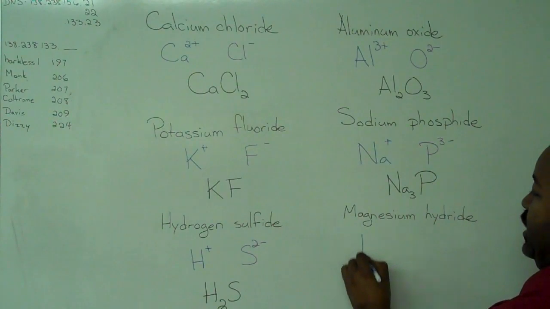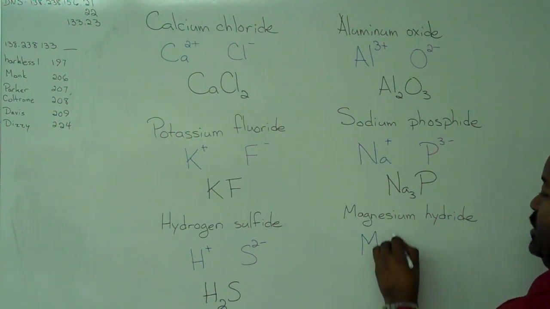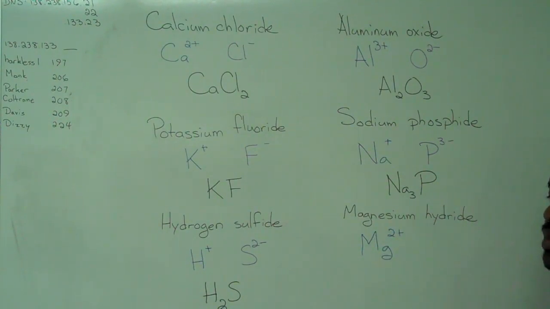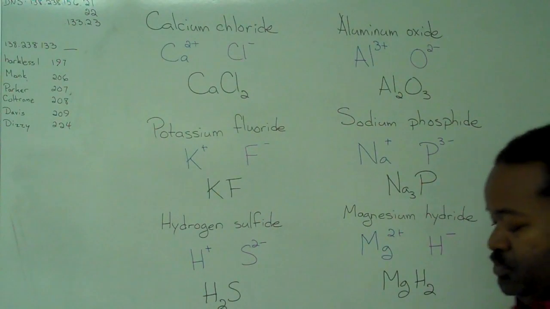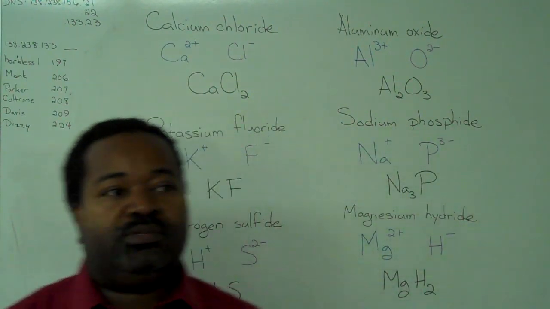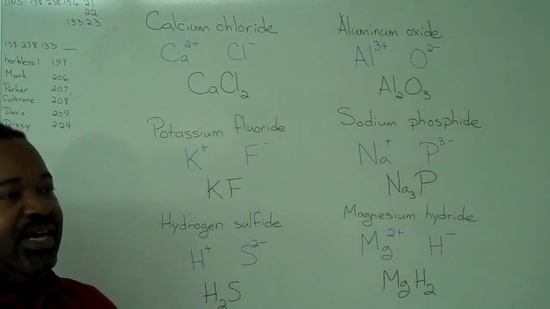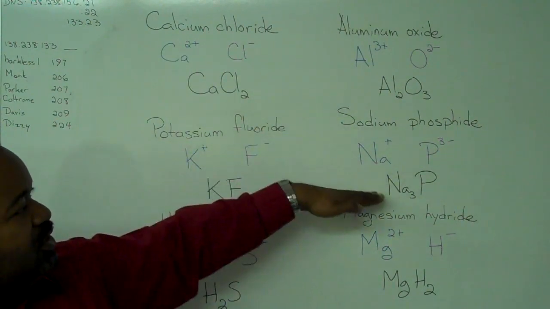Magnesium hydride has magnesium as the positive ion with a 2+ charge, and hydride, because of the "-ide" suffix, we know that hydrogen gains an electron and becomes a negative ion. And in order to have this balanced and completely neutral, we have MgH2. And so here you have 6 examples of using nomenclature to, as I would say, translate from English to chemistry.